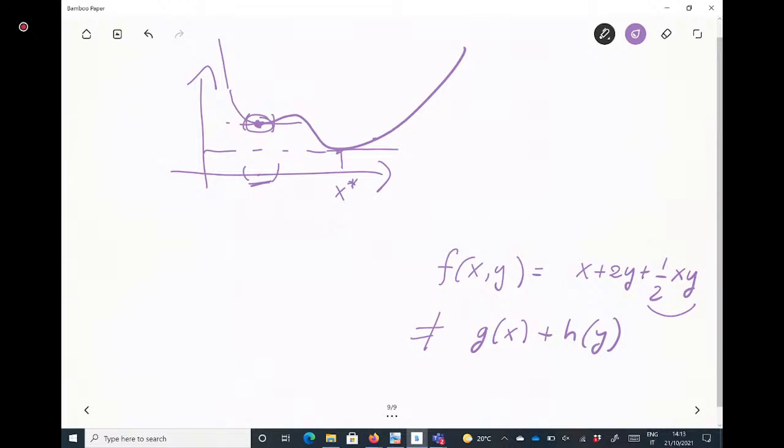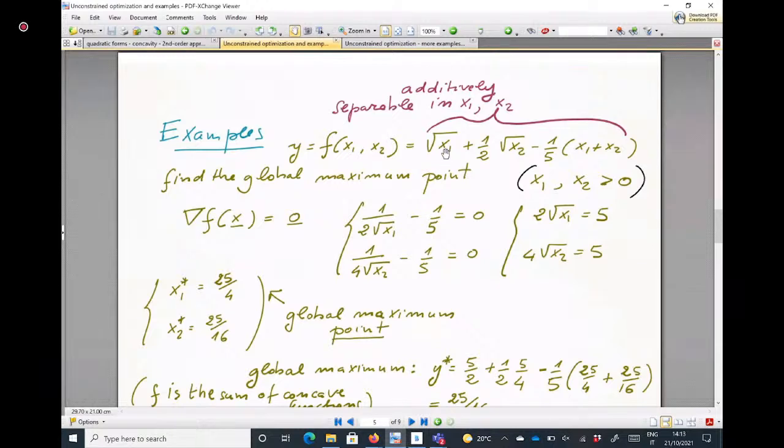It's impossible to get this structure, starting from this. But if you look at the function here, you have a function of x1, which is square root of x1 minus 1/5 x1, plus a function of only x2, which is 1/2 square root of x2 minus 1/5 x2, okay? So this is additively separable in the 2 variables. What is the property of these functions?